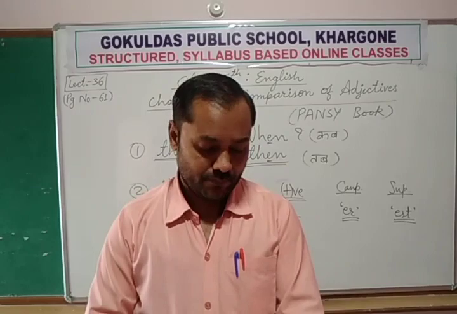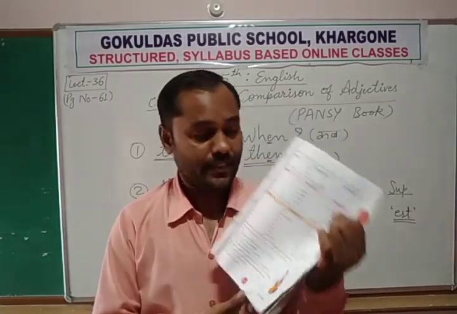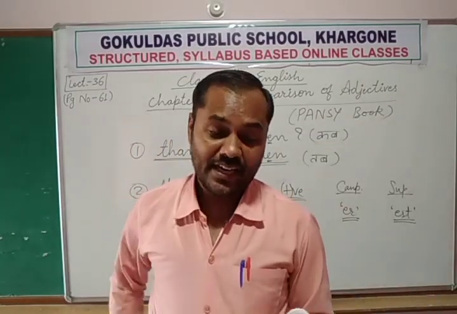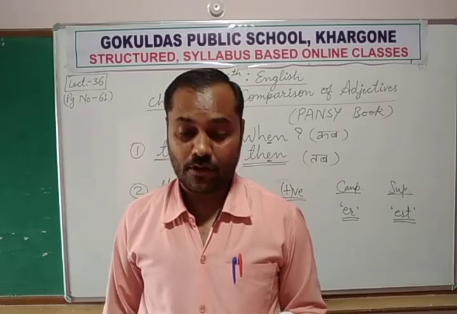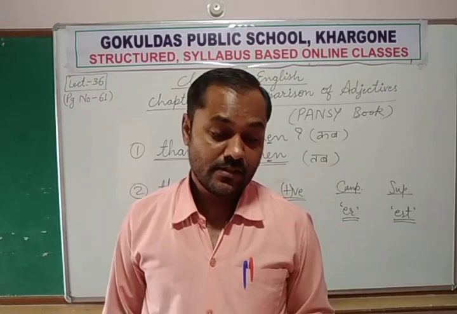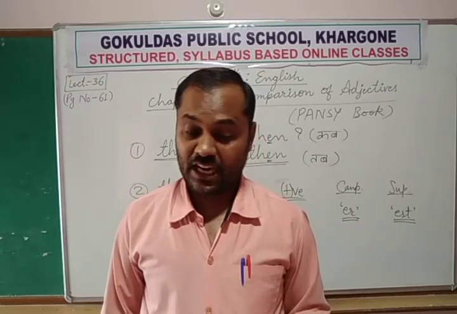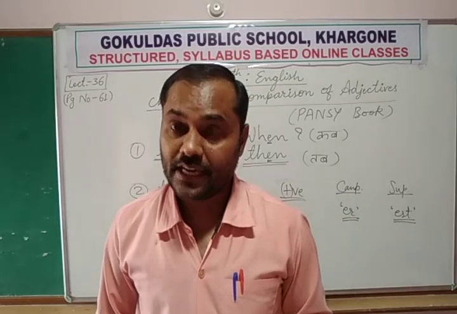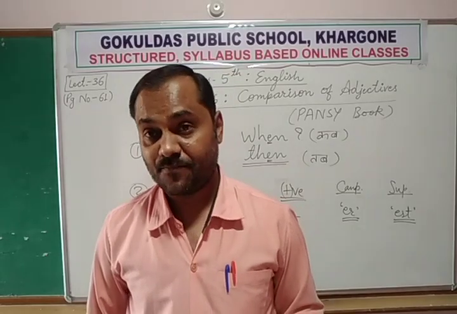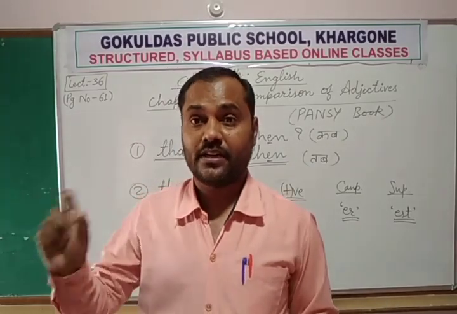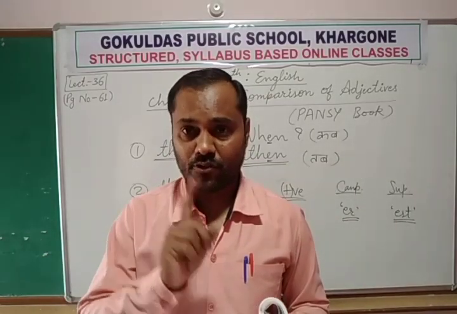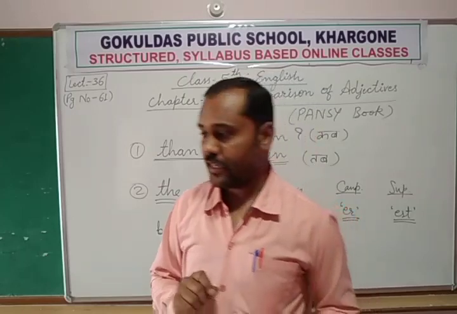Okay, let's come to page number 63. Turn the page. Table number 5: by adding er and est to the positive degree when it ends in y preceded by a vowel. Just like gay, gayer, gayest, gray, grayer, grayest. The word gray is generally used for the color gray. When you mix white and black, you will find gray color. Okay, do you remember gray color?